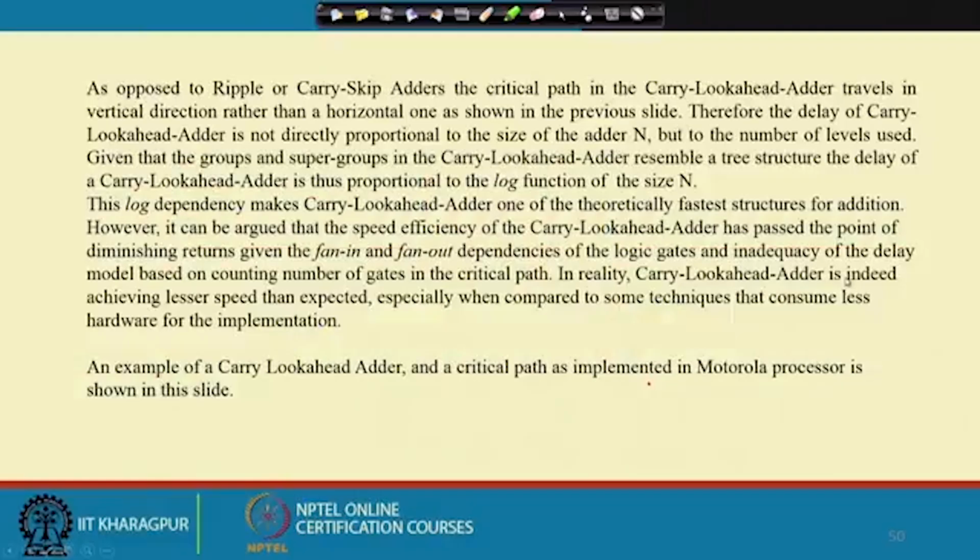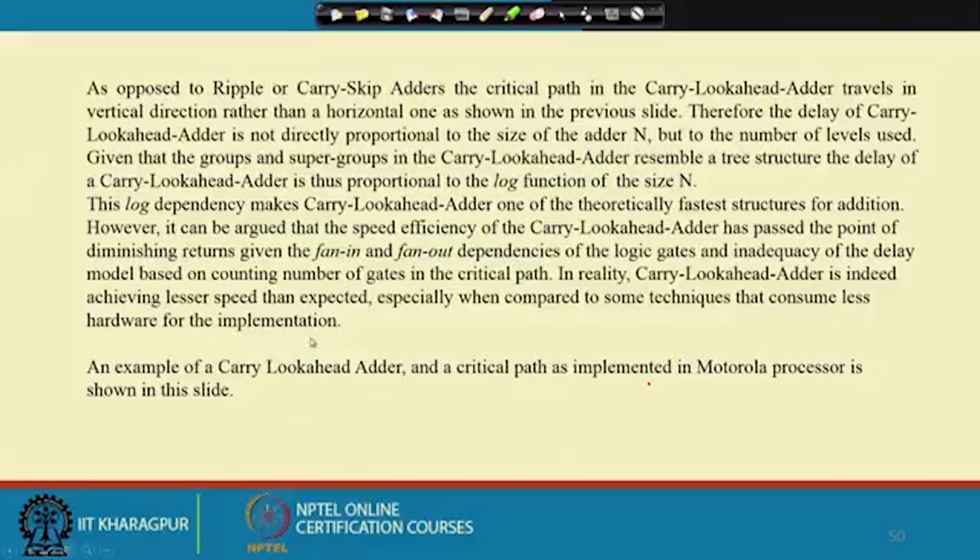However, it can be argued that the speed efficiency of the carry look ahead adder has passed the point of diminishing return, given the fan in and fan out dependency of the logic gates and the inadequacy of the delay model based on counting the number of gates in the critical path. In reality, the carry look ahead adder achieves lesser speed than expected, especially when compared to some techniques that consume less hardware for the implementation.